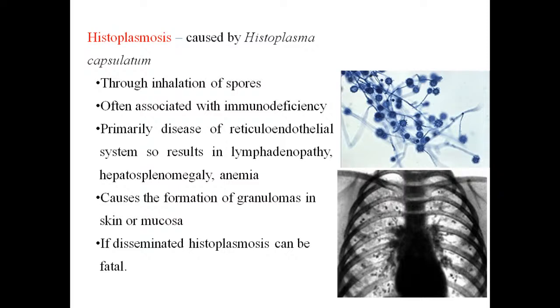You know that proliferation and antigen-dependent differentiation of immune cells occur in secondary immune organs, liver, spleen. That's why when this pathogen is present in these cells, you can see enlargement of liver and spleen, enlargement of lymph nodes, and anemia. Histoplasmosis is characterized by formation of granulomas in skin or mucosa. If it is disseminated, histoplasmosis can be fatal.